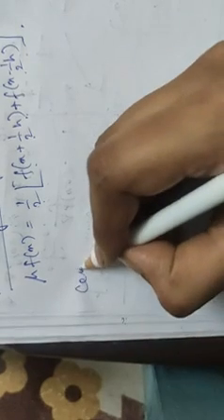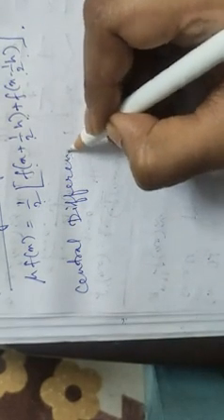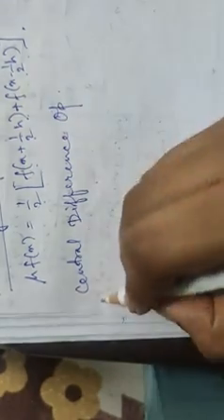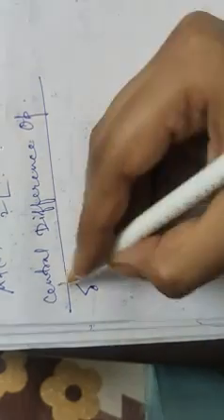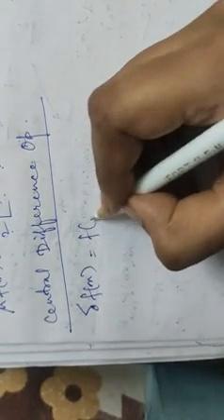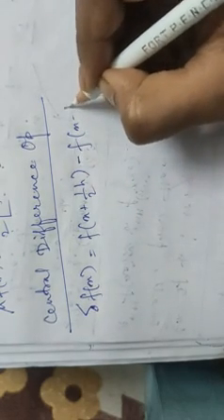And the next one is called central difference operator. It is denoted by small delta, and defined as delta of f x equals f of x plus half h minus f of x minus half h.